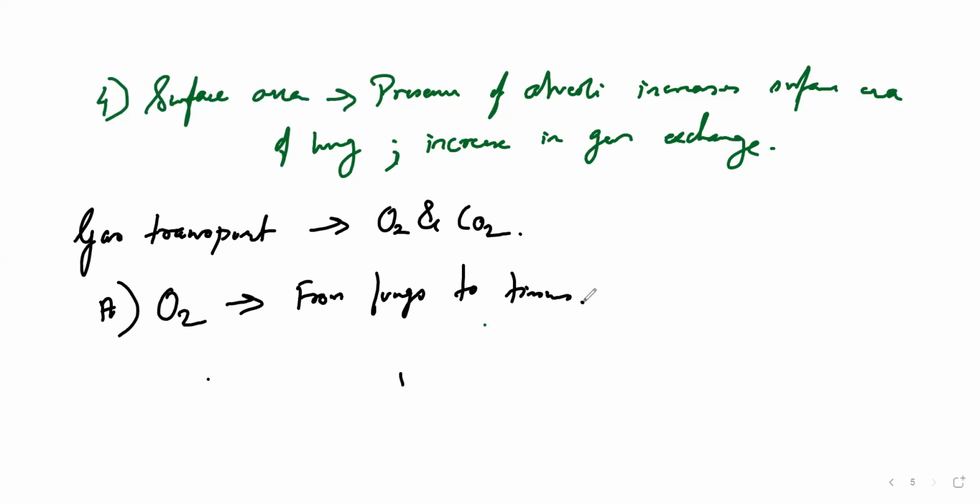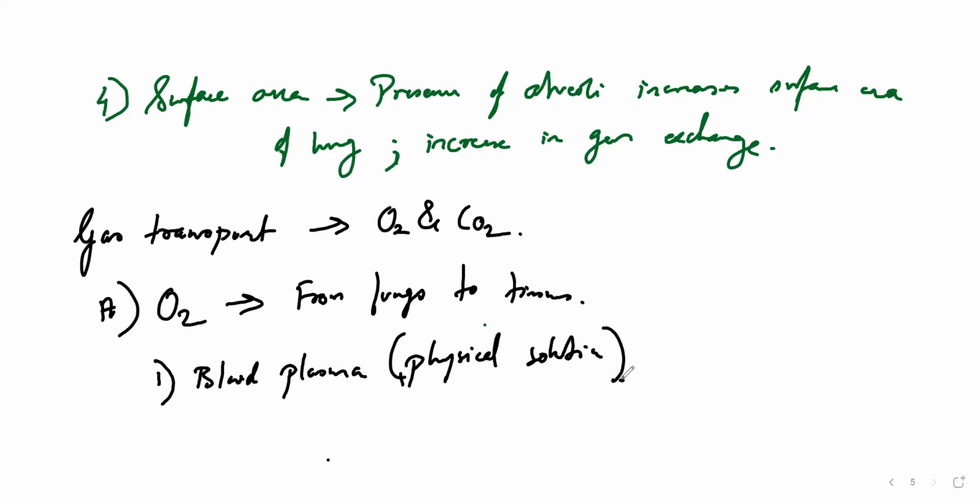Correct. So the transport of oxygen mainly takes place by two methods. The first one is the blood plasma, also called the physical solution, wherein the oxygen is going to get transported. This blood plasma, which is already present in the blood, will carry about 3% of oxygen, that also in dissolved state. So easily absorption will take place.